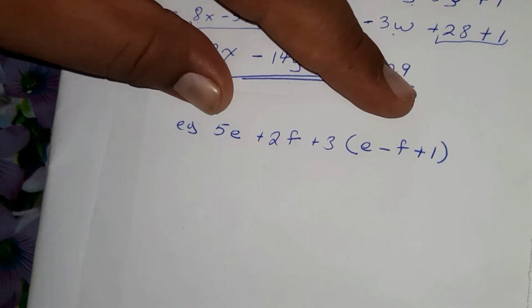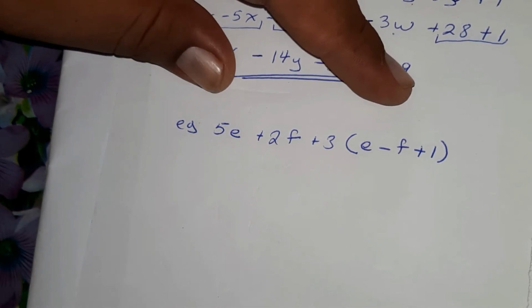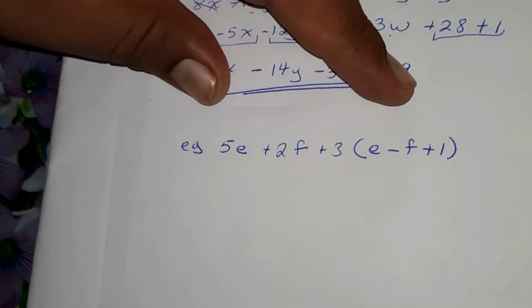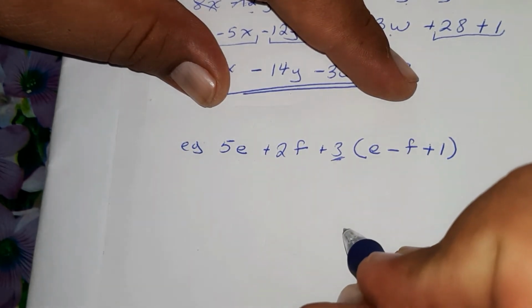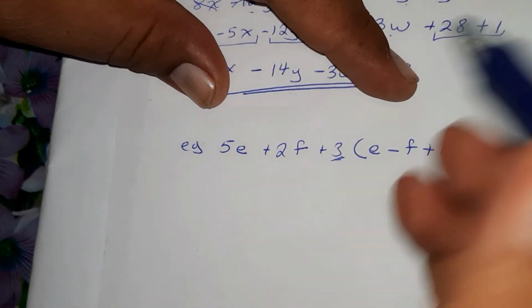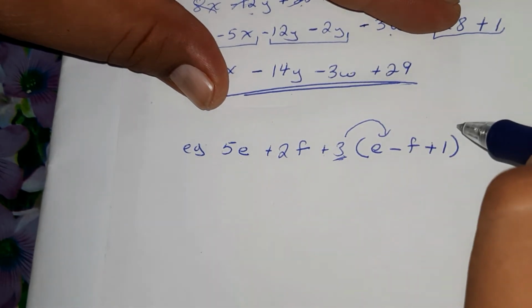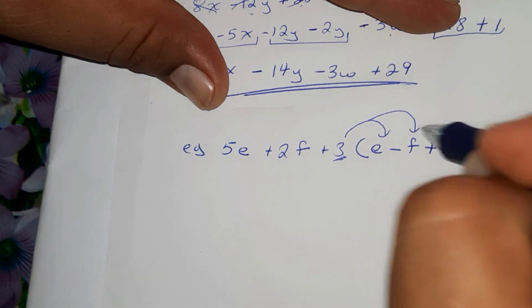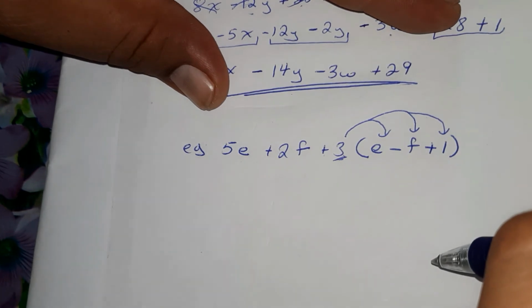So that means, how many distributions do you need to do? It's going to be only one because it only has one bracket, right? And then what are you going to distribute? What we're going to distribute is the number closest to it. In this case, it's the 3, right? And it's a positive 3. So the positive 3 is what we're going to be distributing. And then the 3 will need to be multiplied to the E. The 3 will be multiplied with the F, and the 3 will be multiplied with the 1.